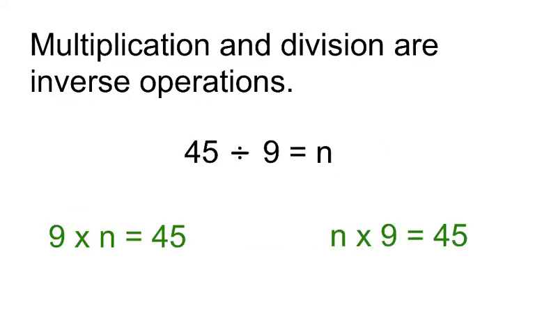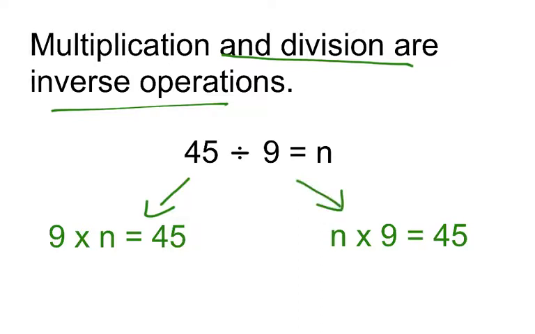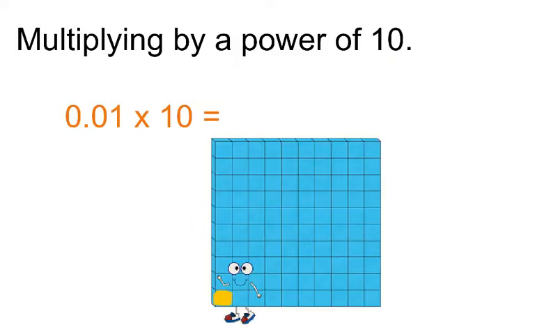Another important thing to remember is that multiplication and division problems are inverse operations. In other words, 45 divided by 9 is the same as saying 9 times what is 45, or something times 9 is 45. So it's always important to remember them as kind of a triangle of information. Another thing to remember is how to multiply by a power of 10.